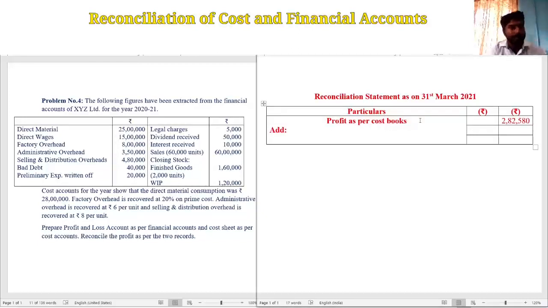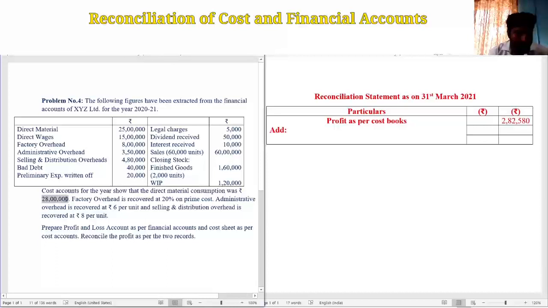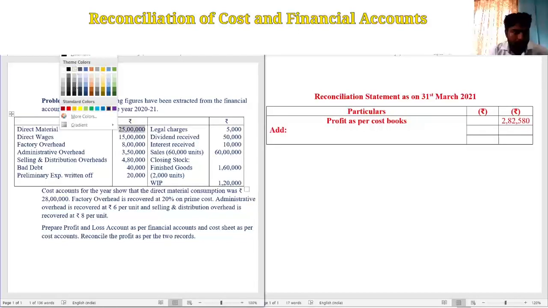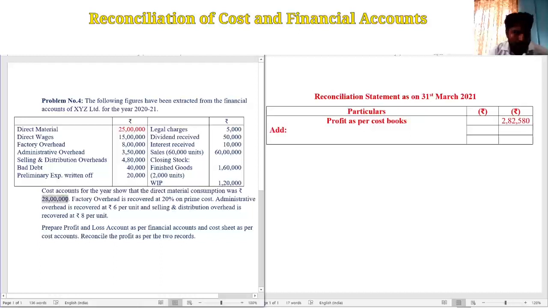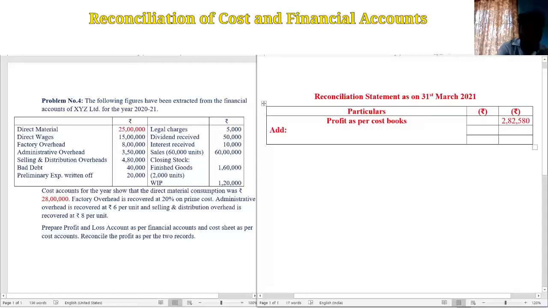In financial books it is recorded as 25 lakhs, but in cost books it is recorded as 28 lakhs. You're observing in the problem itself, direct materials in financial books are recorded as 25 lakhs, but in cost books as 28 lakhs. That means in cost books it is overvalued by 3 lakhs. As direct material is overvalued by 3 lakhs, costing profit is reduced by 3 lakhs. Now we need to add back that profit in order to reconcile. Overvaluation of direct materials.